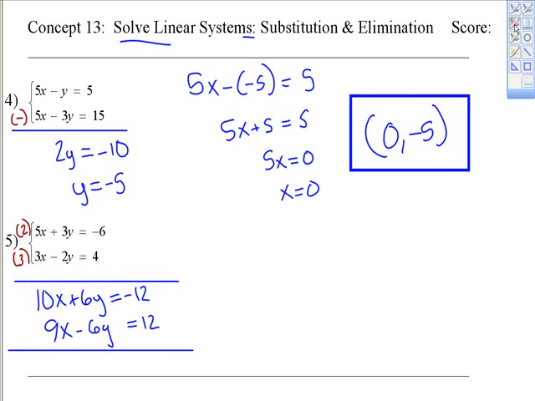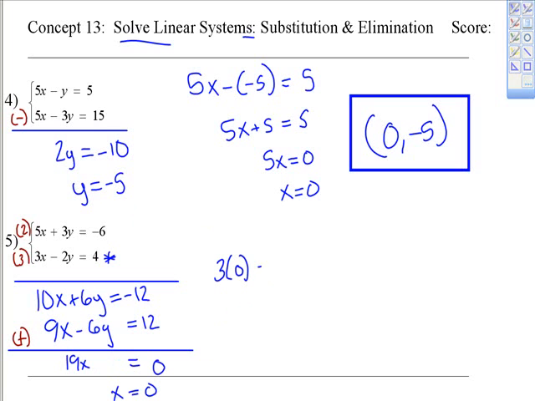If we add, the y's will eliminate or zero out, which is what we're trying to get to happen. We get 19x is equal to 0. Divide by 19, x is equal to 0. We're going to plug that value into either equation. Let's go for the second one here.